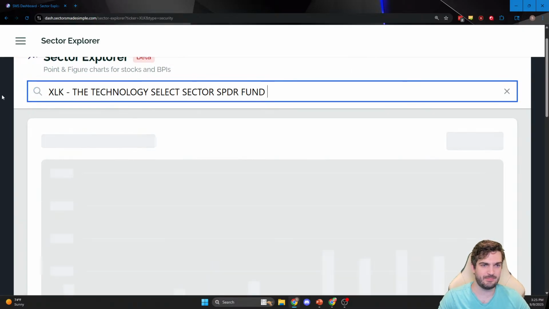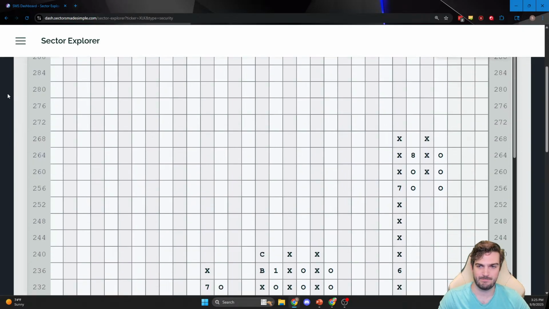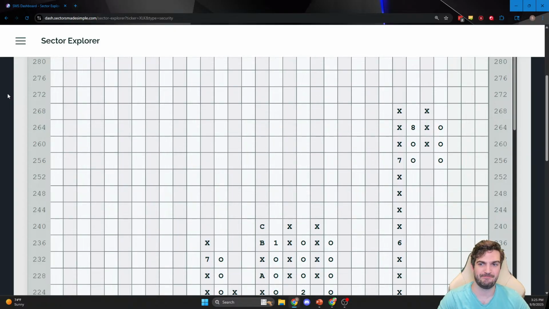So we're going to open up technology and we get its point and figure chart. And actually, I didn't mean to do this. This is going to be a great example though. Let's take a look at its price. It is currently in a column of O's. How do we know that? It's the most recent column.